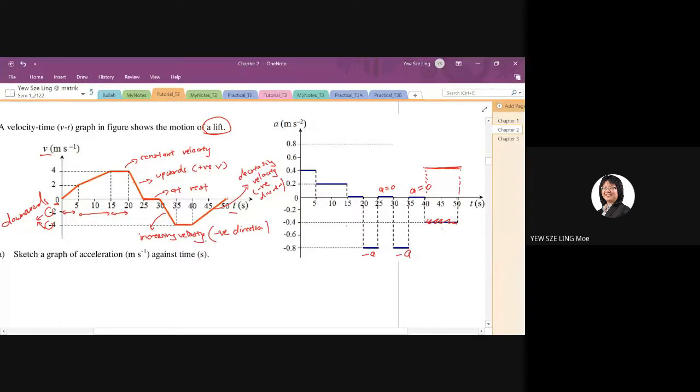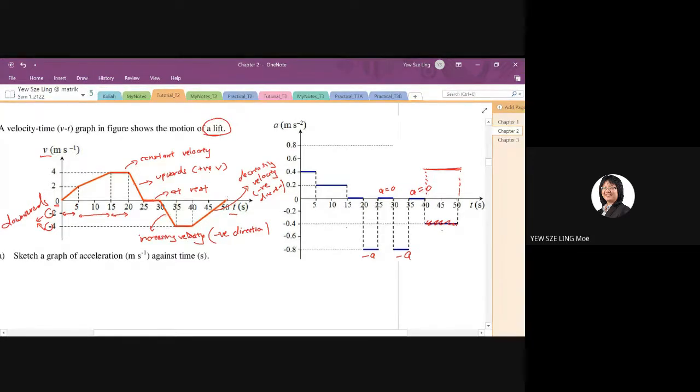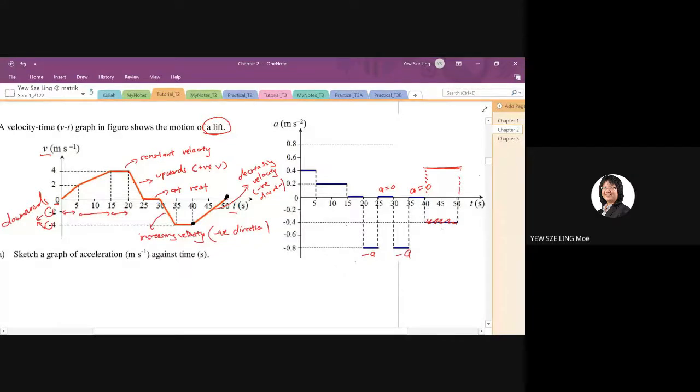Okay, so how do I know it's positive? Now, in the exam, what do you have to do? You don't have to memorize the motion. Straight away, you just calculate its gradient, like what I did just now. So how do I know the last part is positive? Because I take here as the final position, and this is the initial position. Then I calculate its gradient.